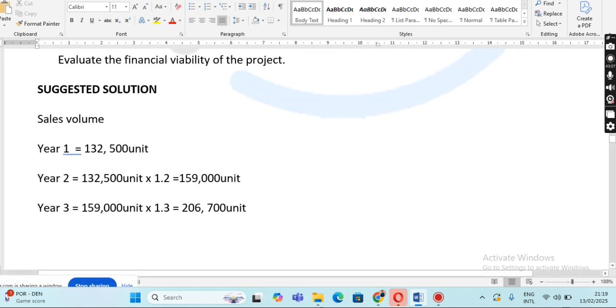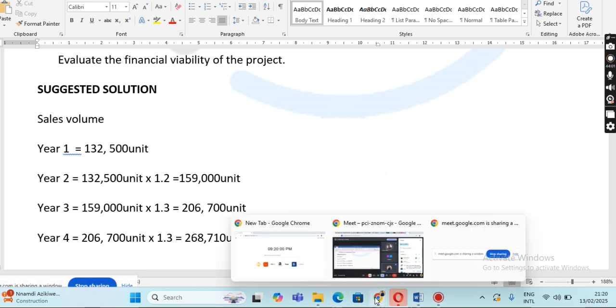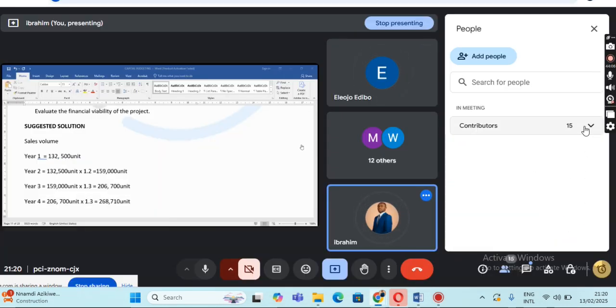Then year 4 will still be the same as year 3. So this is 206,700 units times 1.3. What do you have? 268,710. 268,710 units. Okay, that's fine.